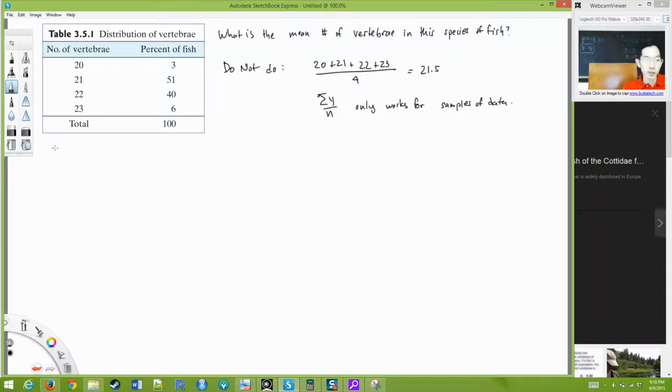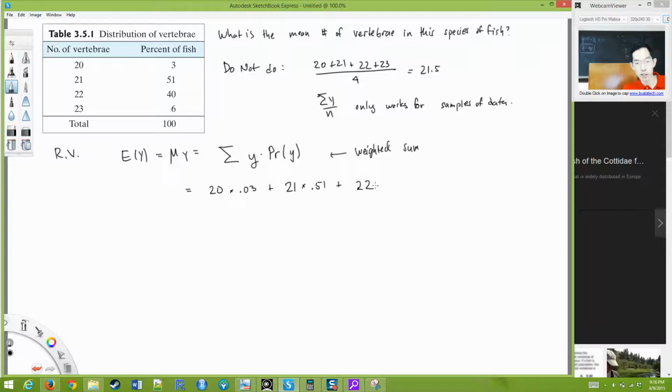Here we are dealing with a random variable. For a random variable, the expected value of y, or the mean of y, mu sub y, is basically the weighted average. We take each value and multiply it by the probability of taking on that value. So this is essentially a weighted sum. We are weighting each possible value by its probability. In this case, we can have 20 vertebrae, but that only happens 3% of the time, so I multiply it by 0.03. We can also get 21 vertebrae, and that happens quite a bit. I multiply that by 0.51, and then I do the same for the other values.